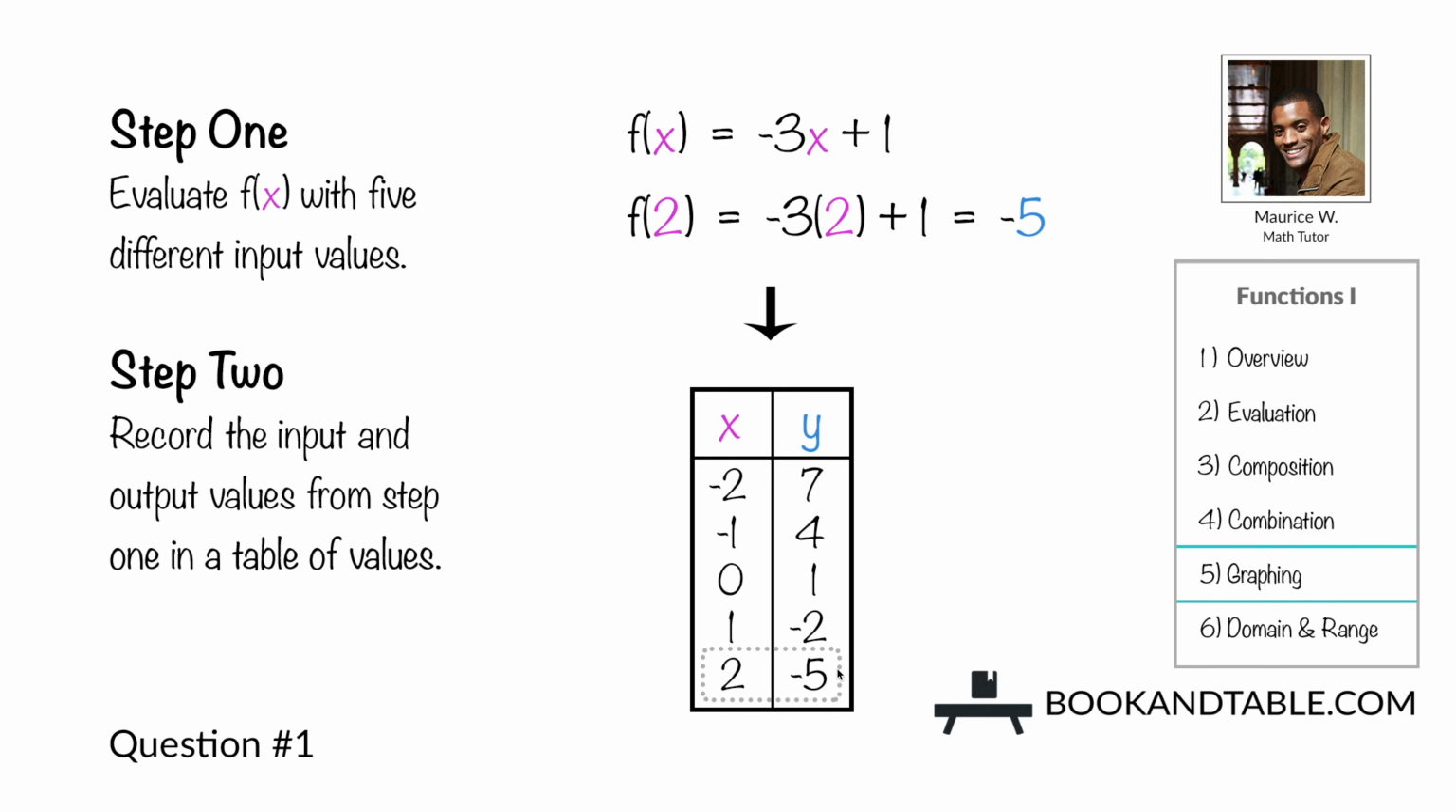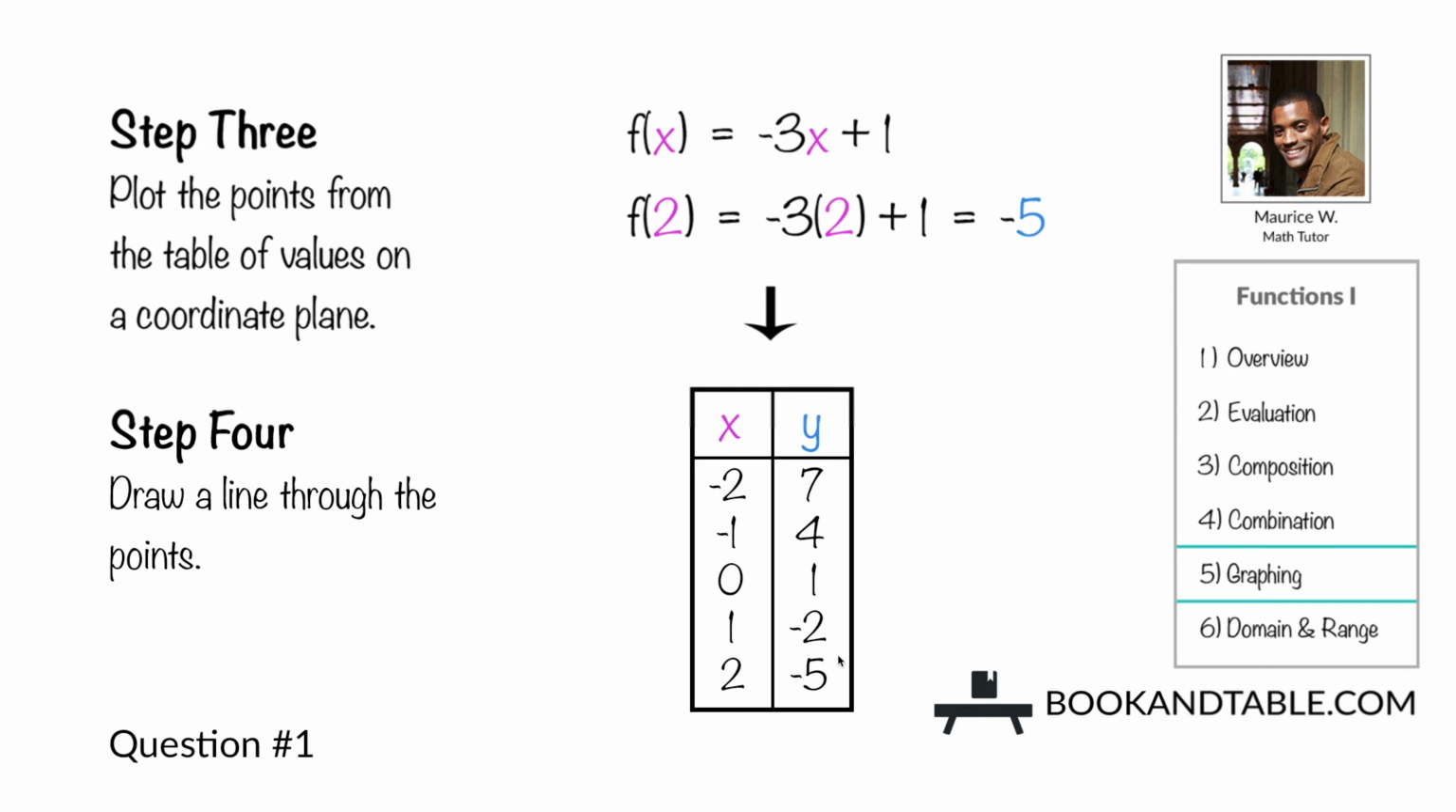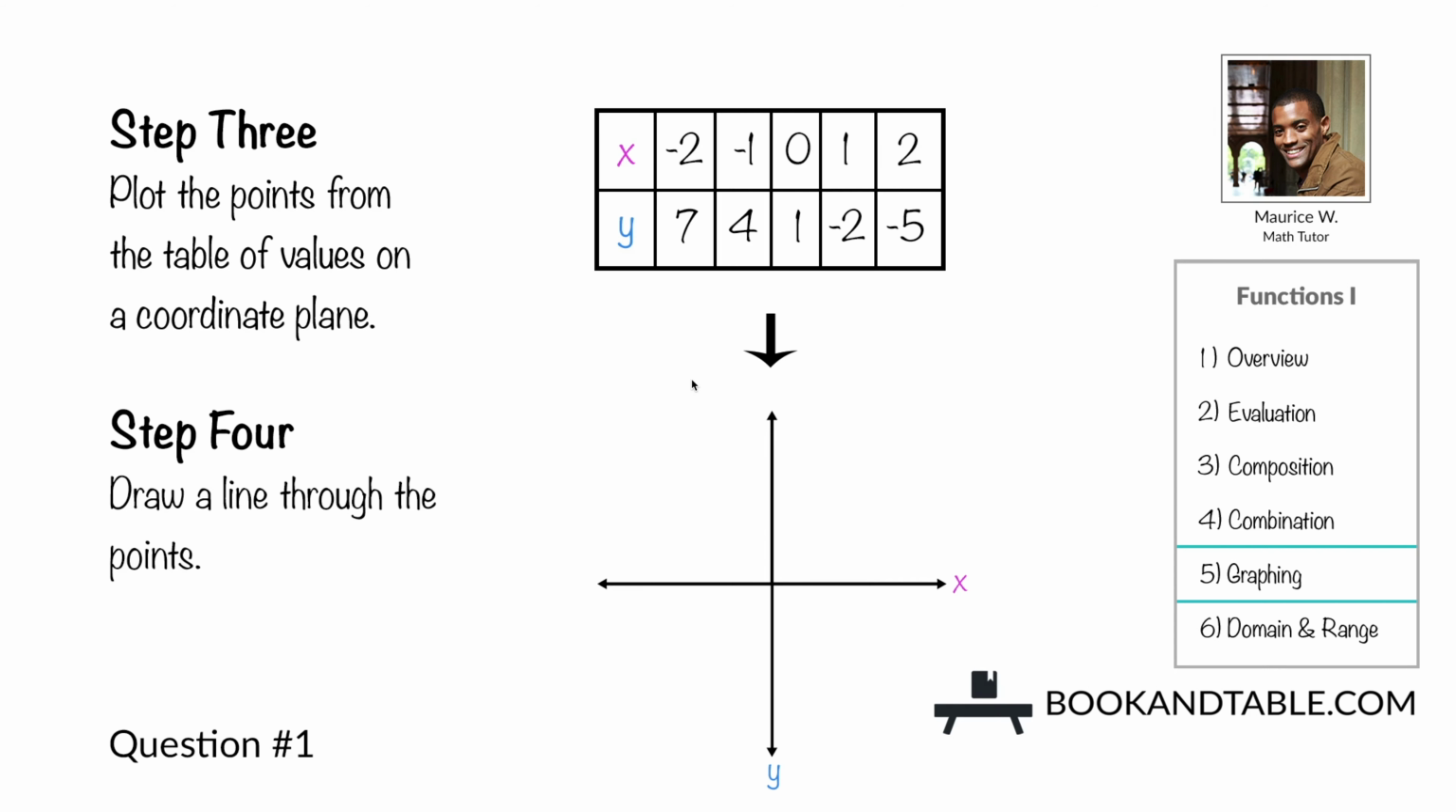And now we have 5 points that we can use to sketch our function. So step 3, plot the points from the table of values on a coordinate plane. And step 4, draw a line through the points.